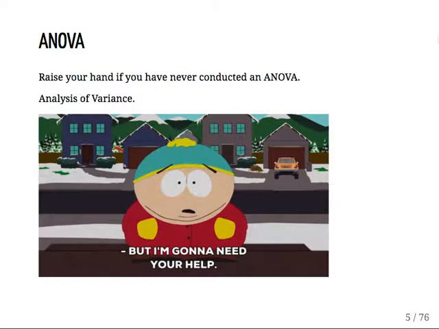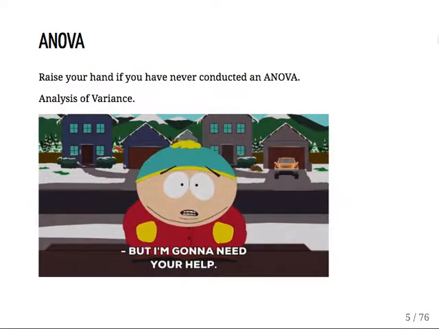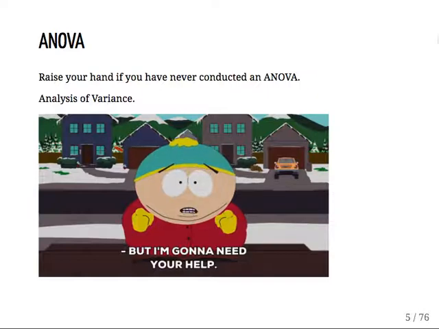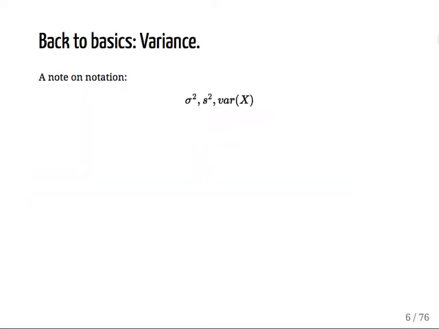So raise your hand if you've never conducted an ANOVA. So you all have done an ANOVA, right? As part of your bachelor's, undergraduate, it's one of the most commonly used designs in psychology. So what you should remember, if we go back to basics, is variance, and people denote this in different ways. You can have sigma, S, or variance of X, depending on which textbook you have. It's a measure of variability, a measure of how much things vary. You can have a mean with lots of variance around it, or a mean with not a lot of variance around it.